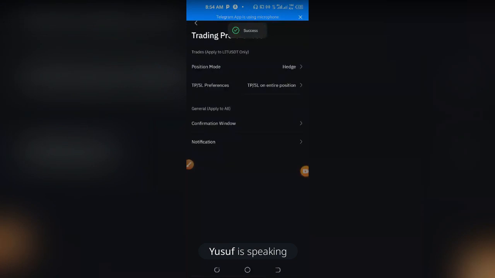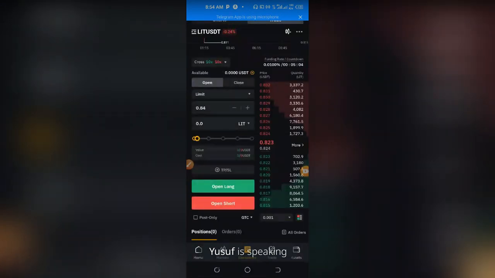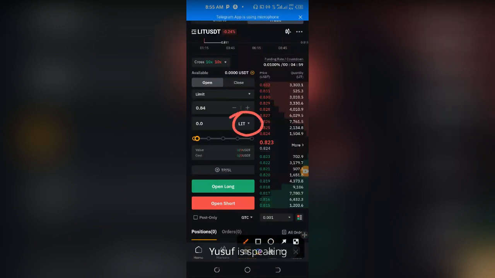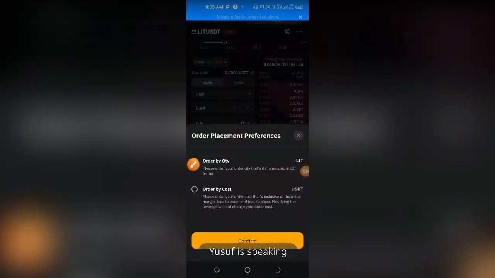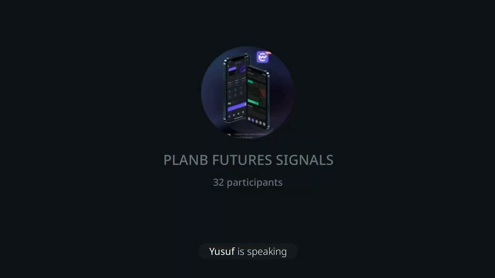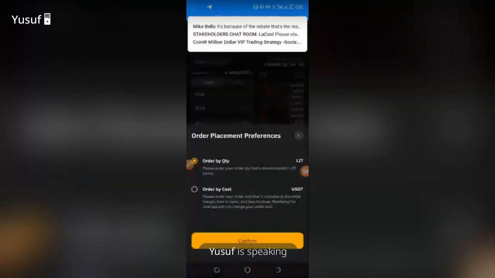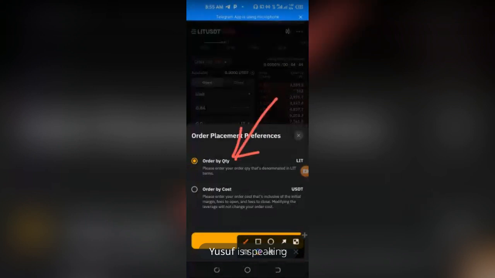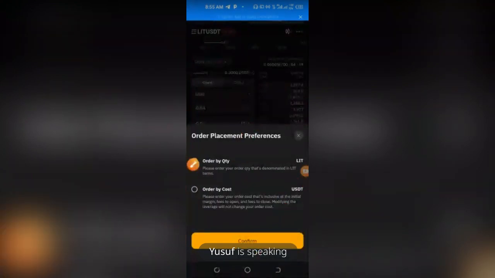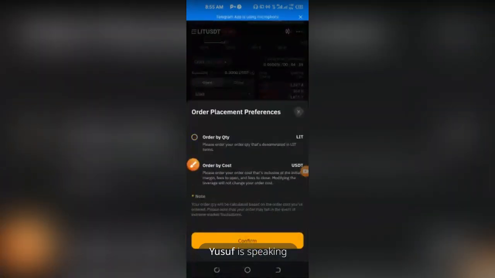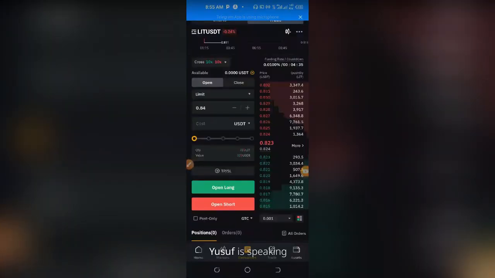When you click on OK, go back. Now, if you look at this coin now, it has given me an arrow, which will allow me to change from the coin. Then I can change it to order by cost. It will not be order by quantity. Order by quantity means the amount of that coin I want to buy. But I like to see it shown in the form of USDT. So you tap on order by cost, then you click on confirm. When you click on confirm, look at it. It has changed to USDT.